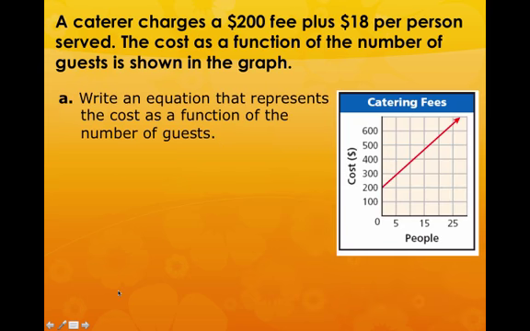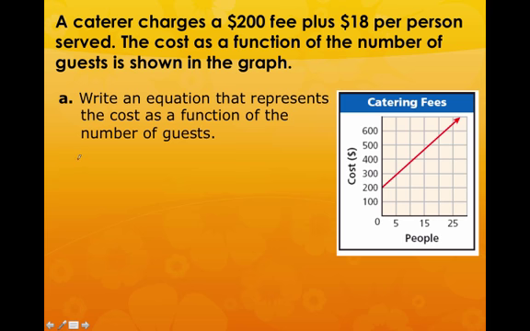Always like throwing in a real-world example. Here I've got a caterer that charges a $200 fee, plus he charges $18 per person served. The cost as a function of the number of guests is shown in this graph. We need to write an equation that represents the cost as a function of the number of guests.